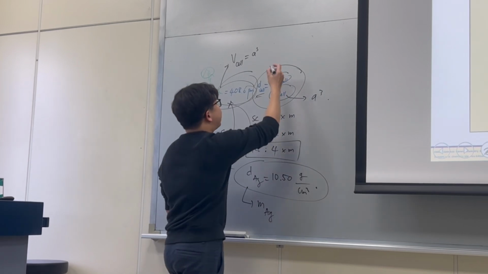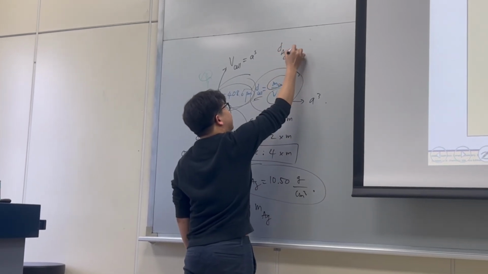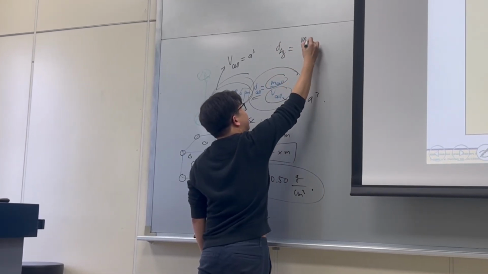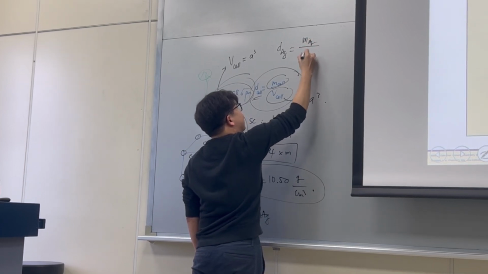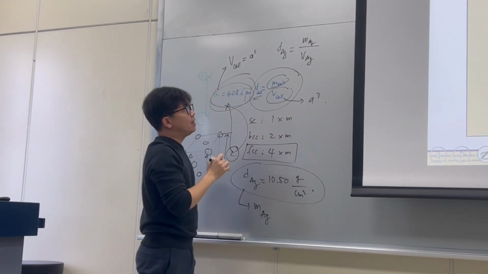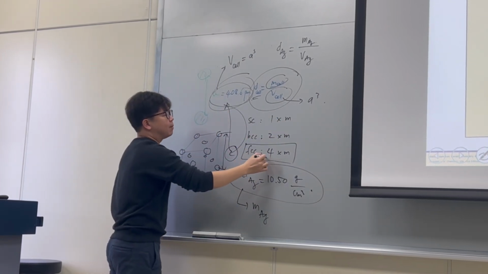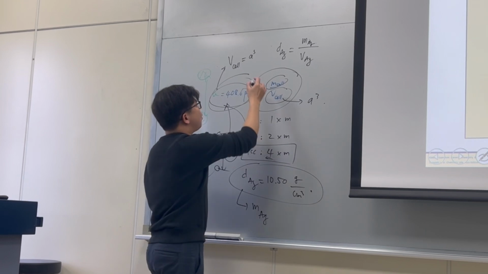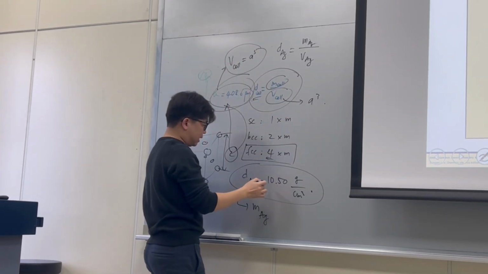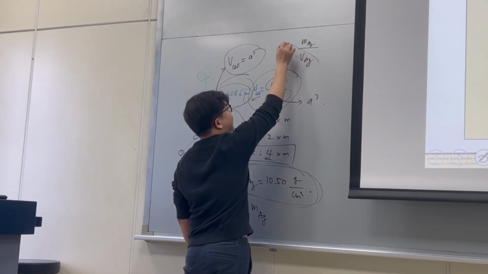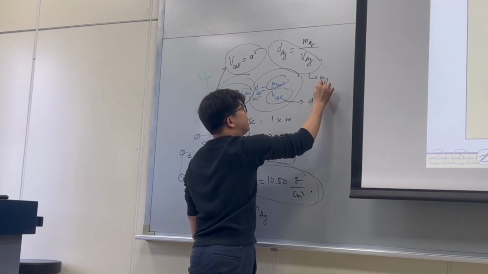And we know that the density of silver equals the mass of silver divided by the volume of silver. So for the mass of silver, the total number of silver atoms you have is 4. You know the volume already, you know the density already, so you can calculate the mass of silver in your cell.